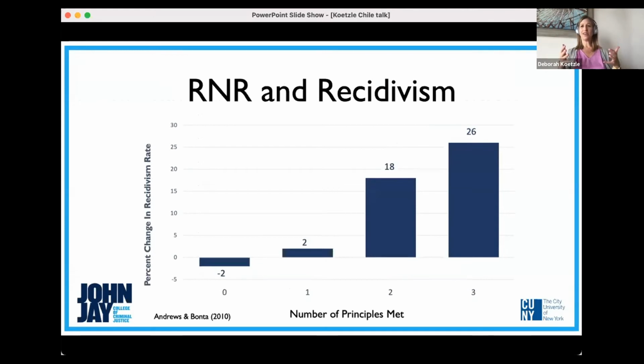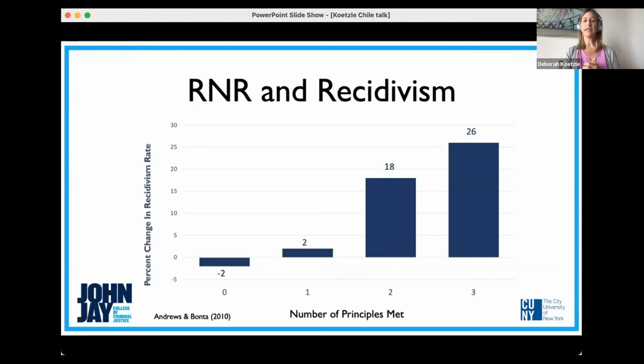So how does this all come together? Well, there's been a lot of research looking at the effectiveness of programs based on the number of principles that they're adhering to. And this is results from just one study. This has been replicated time and time again with both adults and juveniles, men and women, and across different types of offender groups.